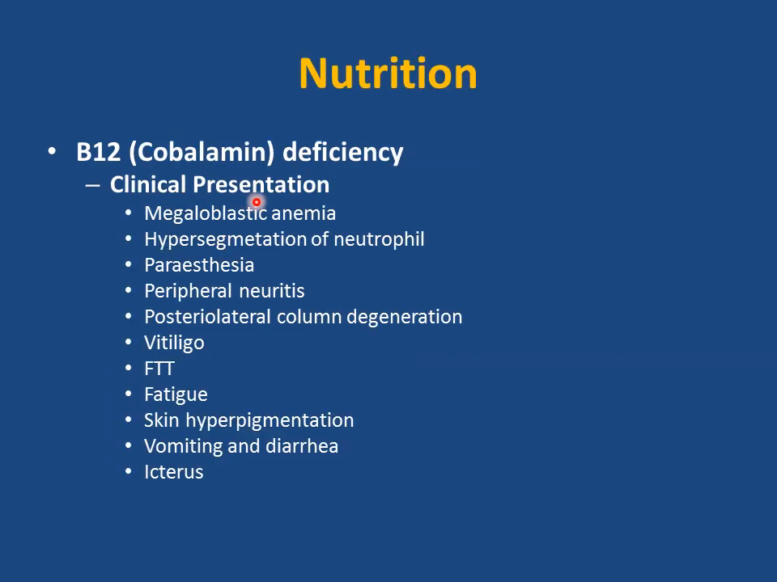Clinical presentation of B12 deficiency: megaloblastic anemia, hypersegmentation of neutrophils, paresthesia, numbness or tingling of hands and feet, peripheral neuritis, weakness in the limbs, posterolateral column degeneration. The patient may present with decreased vibration and touch sensation, vitiligo, especially if associated with pernicious anemia, failure to thrive, fatigue, skin hyperpigmentation, vomiting and diarrhea, icterus or jaundice.